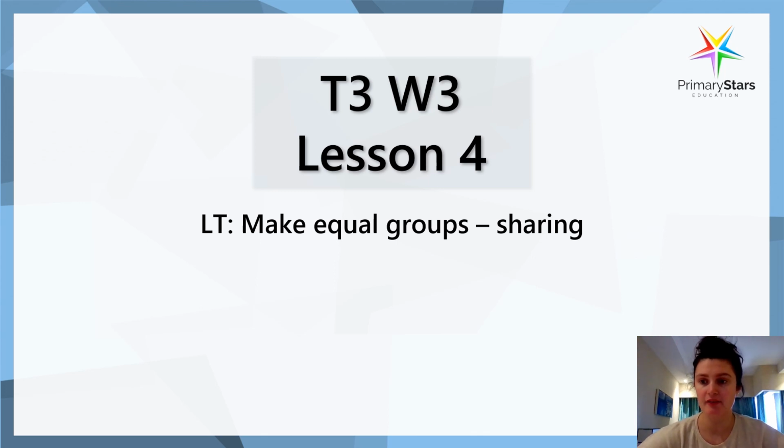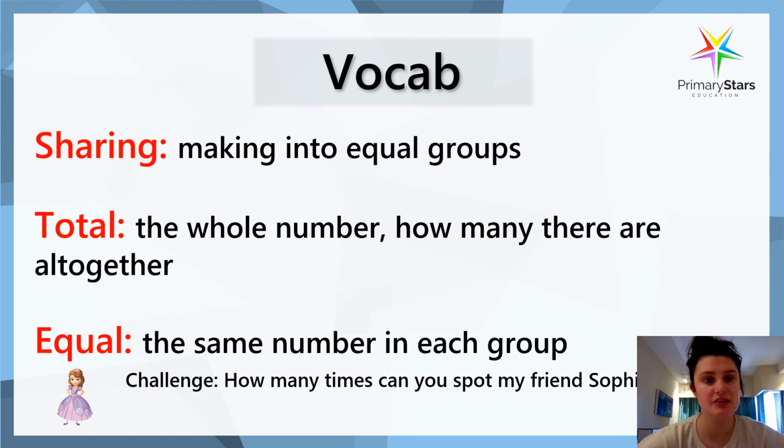We're going to have a look at the vocab that we've been looking at this week. So the first word we've been looking at is sharing. Sharing means making into equal groups. The next word is total, which is the whole number, how many there are altogether. And the last word we're looking at is equal. Equal means there is the same number in each group. Don't forget to keep an eye out for my friend Sophia as we go through this video.